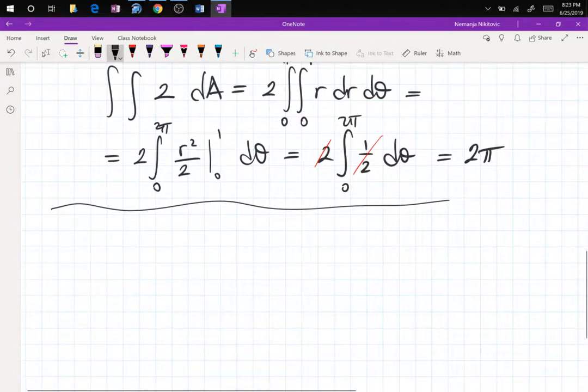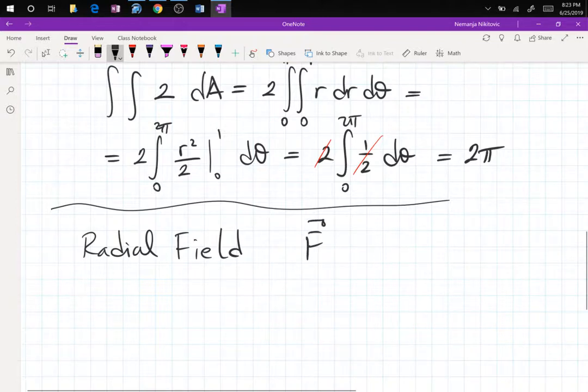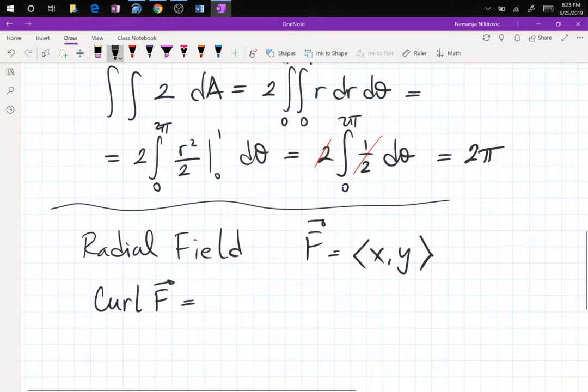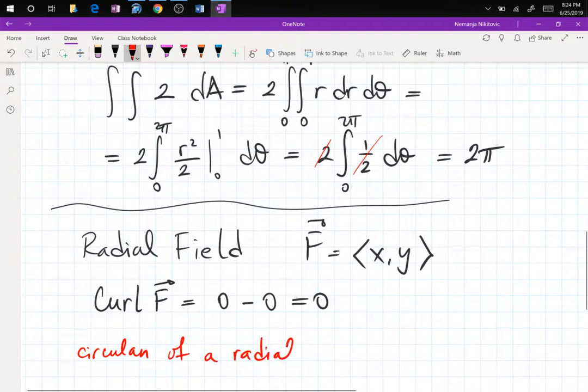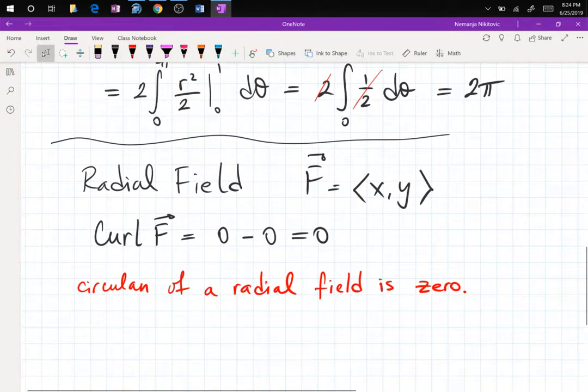So for a radial field, if you want to do this, the radial field would just be x, y. As soon as you calculate the curl of the radial field, you will get 0, because the partial of g with respect to x is 0, minus the partial of f with respect to y is also 0, a big fat 0. So when you do the double integral of 0, you will get 0. So a radial field gives us 0 circulation. Circulation of a radial field is 0.